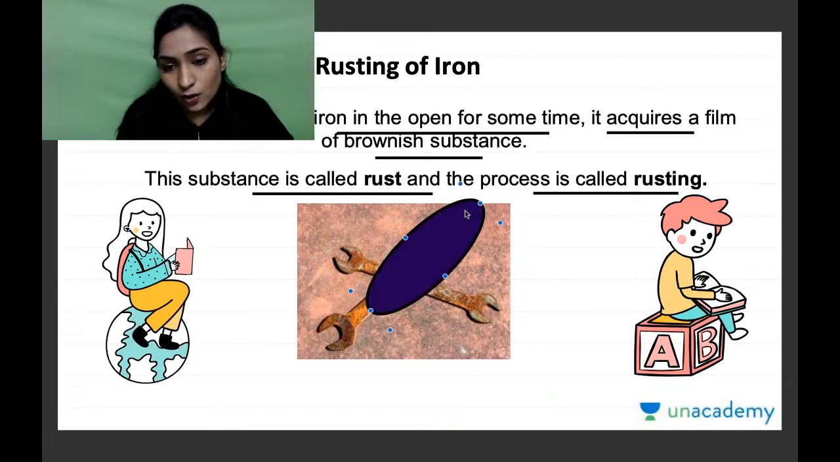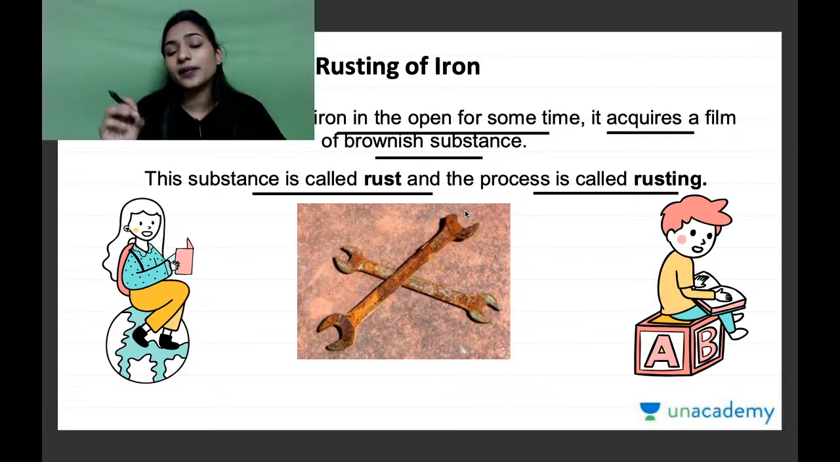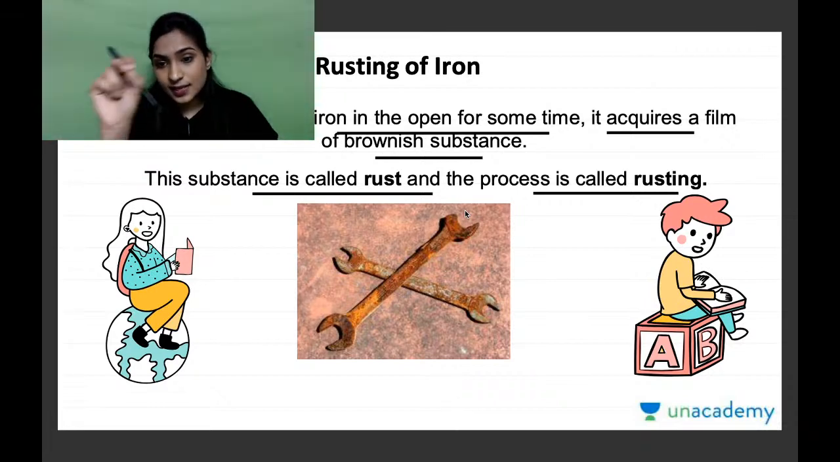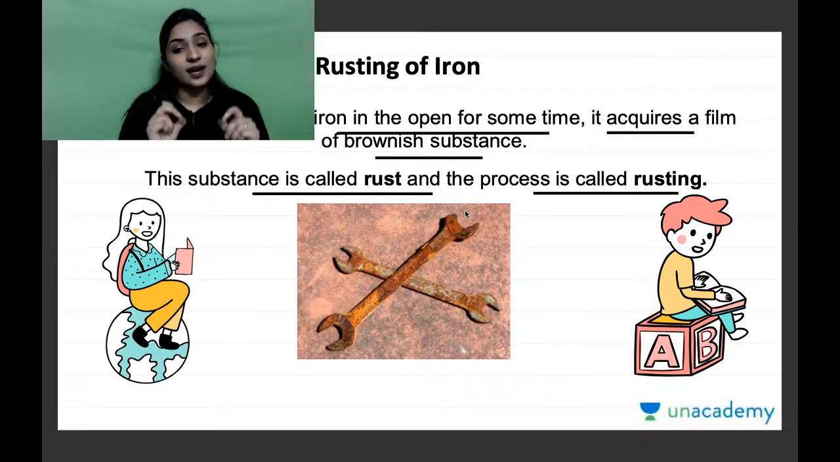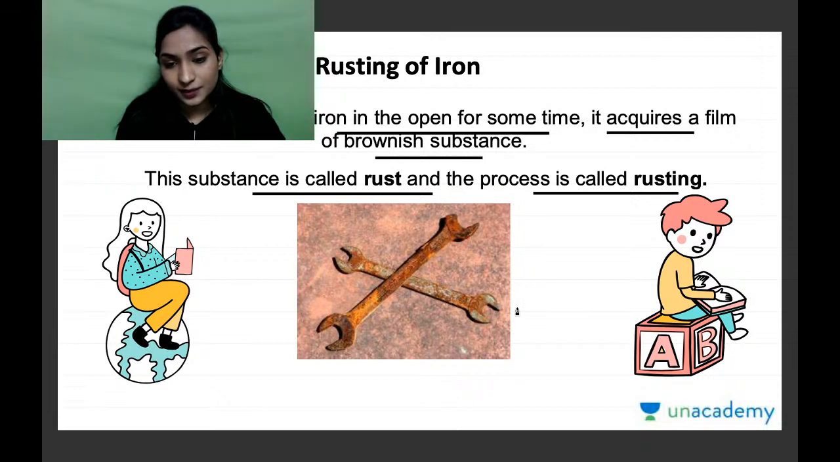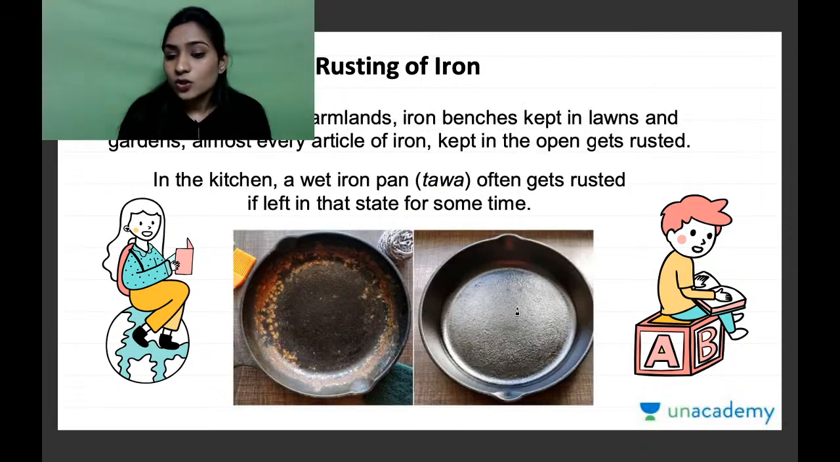ये जो brownish substance that you are seeing, this will be termed as rust. And this whole process जिससे rust लगता है उसको बोलेंगे rusting. तो rusting कहाँ पर होती है?